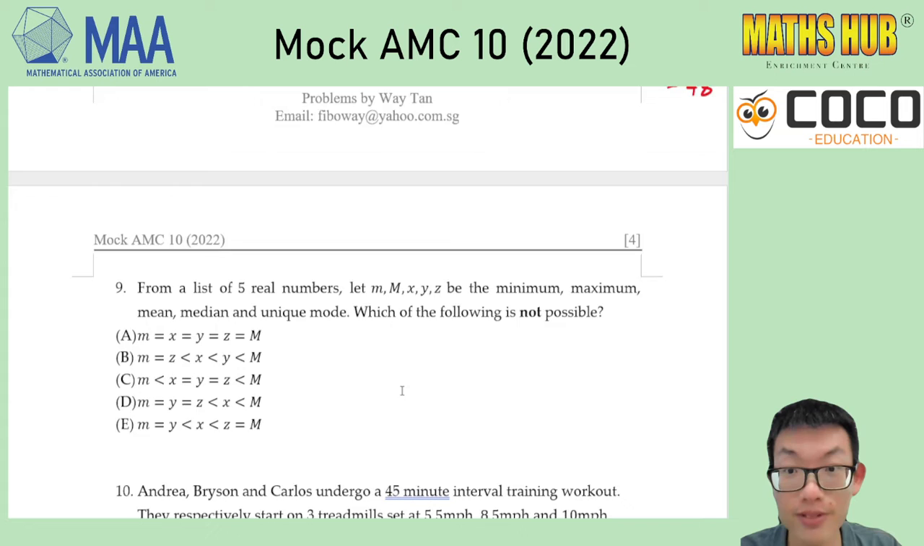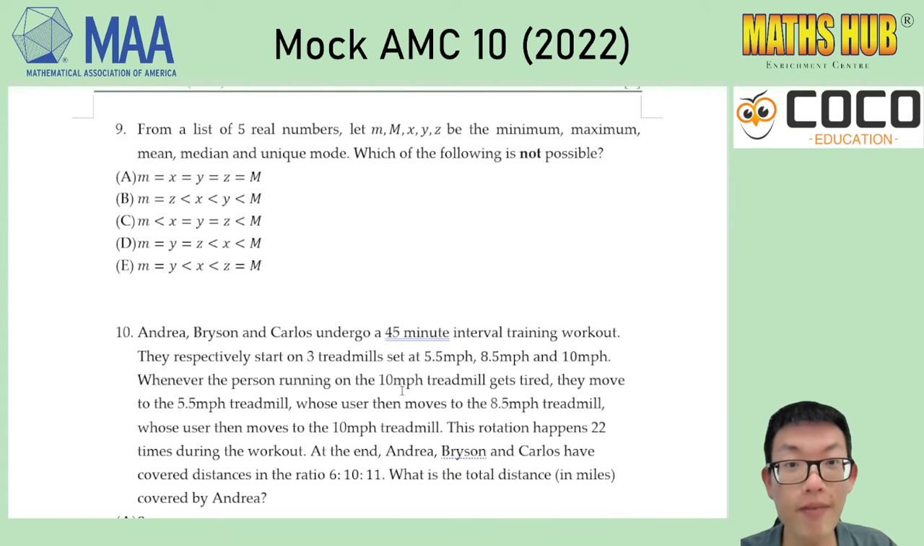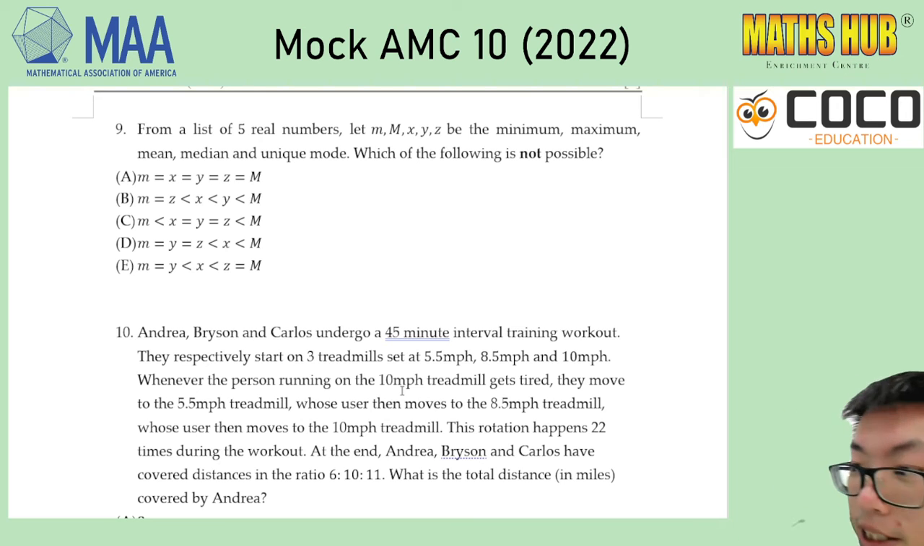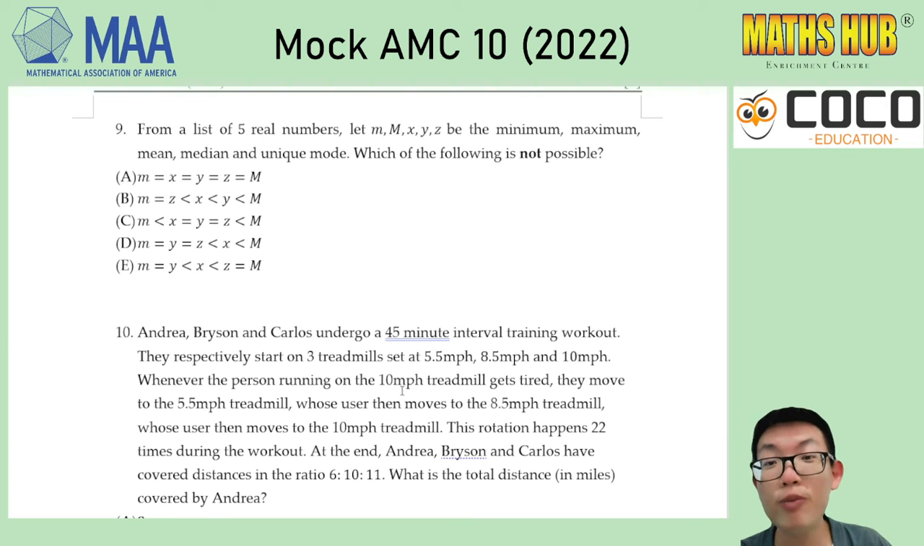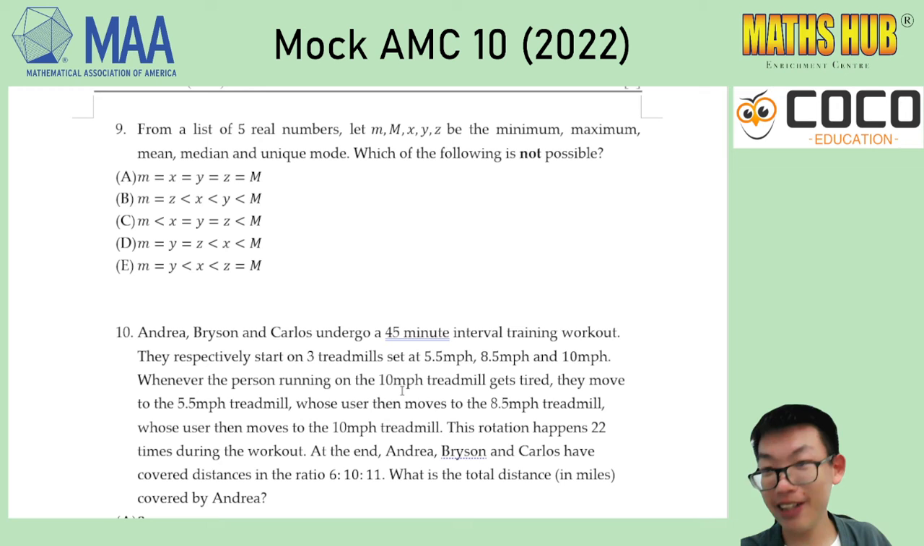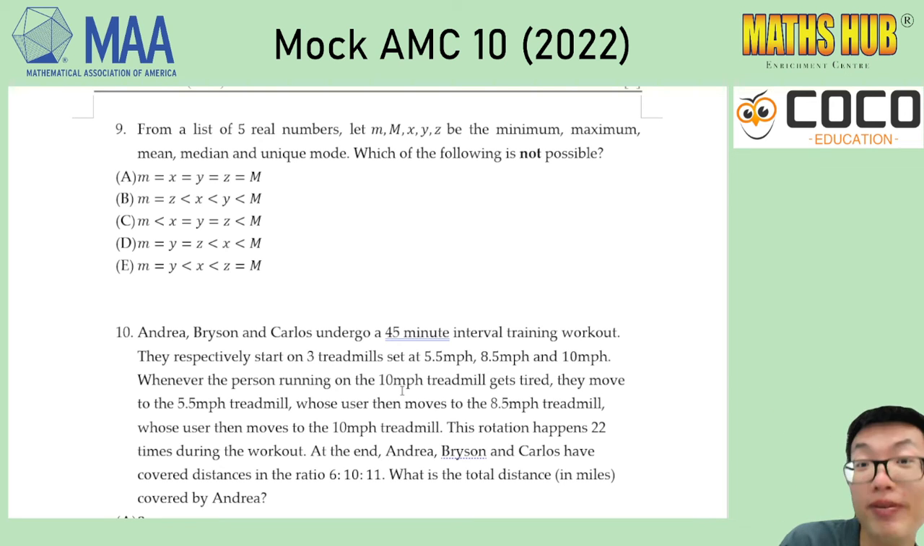Question 9. From a list of 5 real numbers, let M, X, Y, Z be the minimum, maximum, mean, median, and unique mode. Which of the following is not possible? Now, I want to say at this juncture that I am trying to set questions in the AMC style. And the AMC is a multiple choice contest. So these are the sort of questions that exploit the multiple choice format to almost give you 5 small challenges instead of 1 problem.